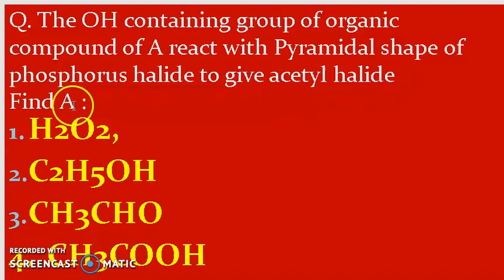So we have to find out A here. What is A here? An OH containing organic compound. Usually the pyramidal shape of phosphorus halide is phosphorus trichloride, so we have found that from the question. The final product is acetyl halide, and we have to find out the final product. They have given hydrogen peroxide, C2H5OH, an aldehyde group and an acetic acid group, so from that we have to choose one option.